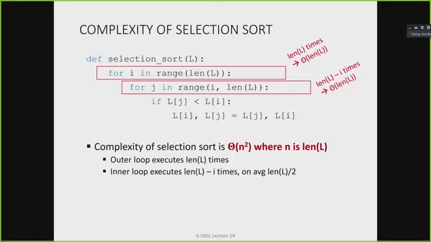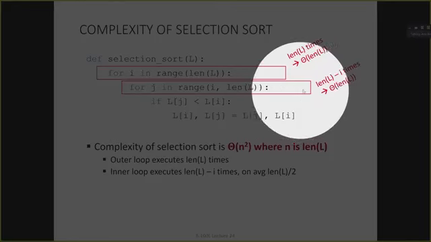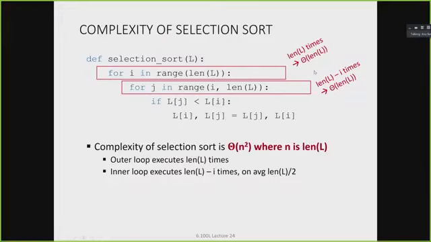So on average, that inner loop goes through length L over 2 times, right? On average, we have to look through about half of the elements in the list to do the comparison. So if the inner loop here, on average, is theta of length L over 2, right? Then the theta of length L over 2 is theta of length L. There's just the 0.5 in front of that. Okay. So that's the first way to think about the complexity analysis of this.